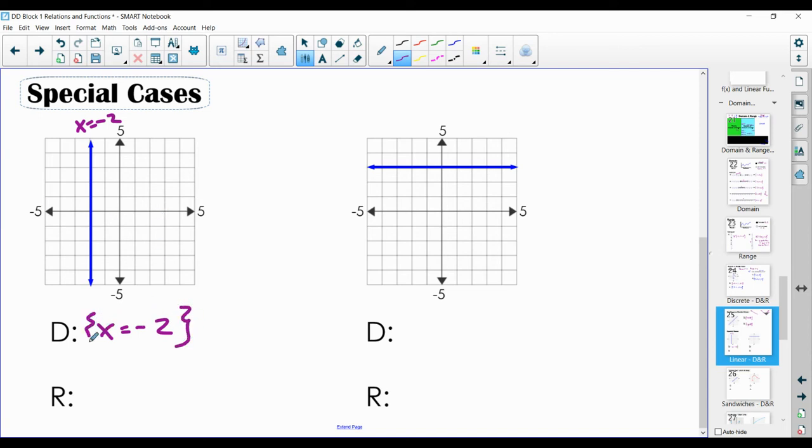And for the range values, if you notice, this graph is going on and on and on forever in both directions. So that means y is the element of reals.